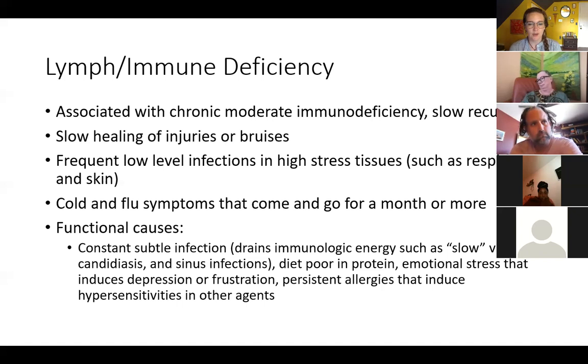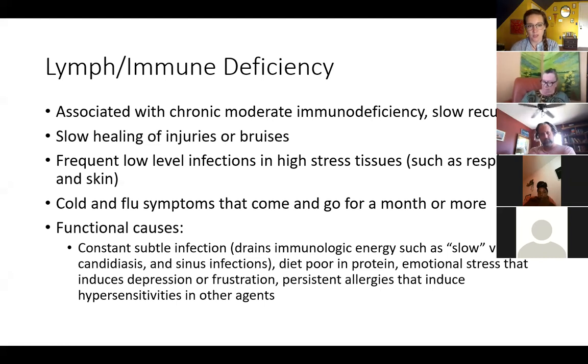Cold and flu symptoms that come and go for a month or more, or like I said, 6 months. I mean, it's different for everybody. Functional causes can be constant subtle infections. These drain immunologic energy, such as slow viruses, candida, so the yeast overgrowth, and sinus infections. These are ones that stick with you for a long amount of time. And if you have recurring things in this area, it could be a deficiency in the immune system or in the lymph flow.